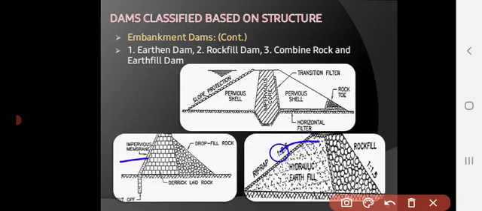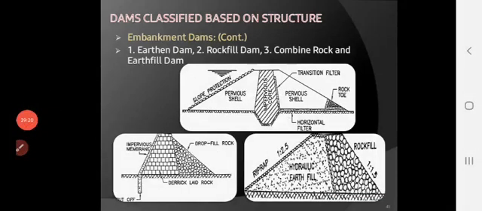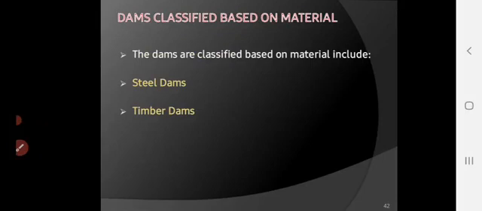This is the combined rock and earth fill dam with a particular slope value, and on its upstream, slope protection with riprap, meaning stone stackings, and other provisions are provided. So these are the typical cross sections of an embankment dam, earthen dam, rock fill dam and combined dam. Based on material, there are also steel dams and timber dams, which are not used in construction nowadays.